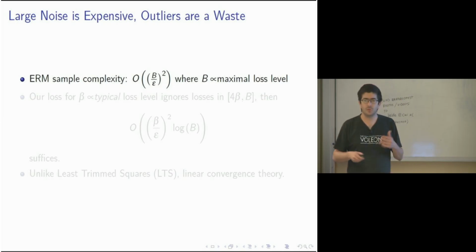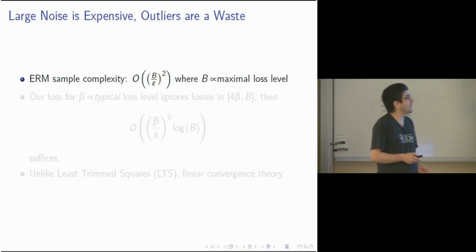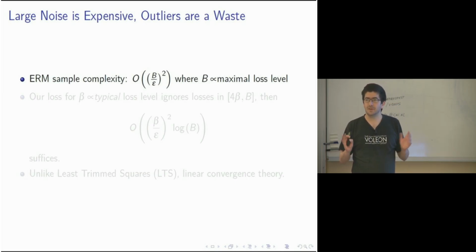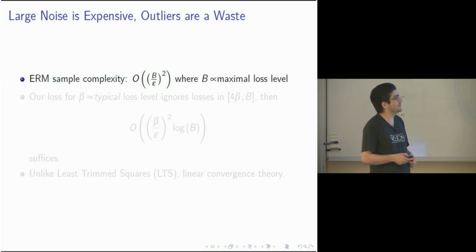And then if what we're doing is ERM, then our loss and also the deviations of the loss might be dominated by these relatively few, say a few percent or tens of percent of larger noises. And then our sample complexity will scale polynomially with a level of maximal loss, essentially.